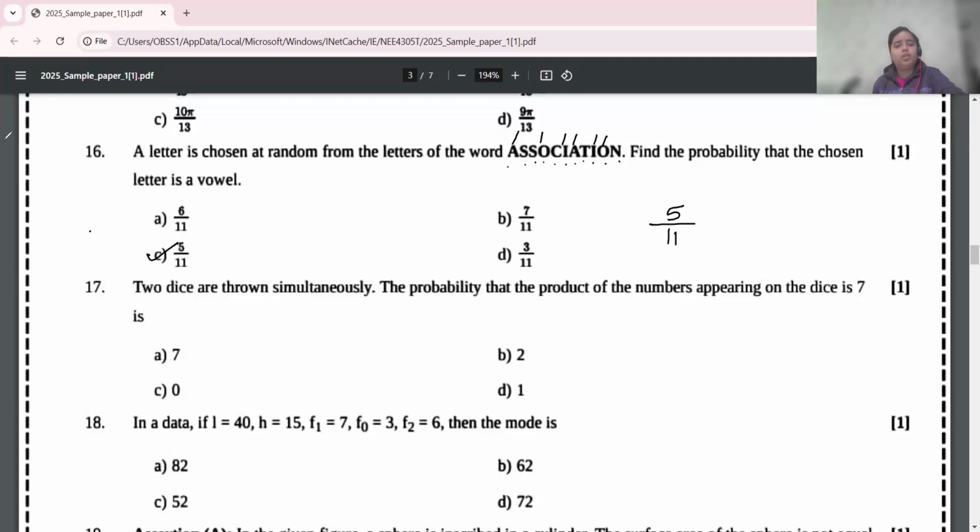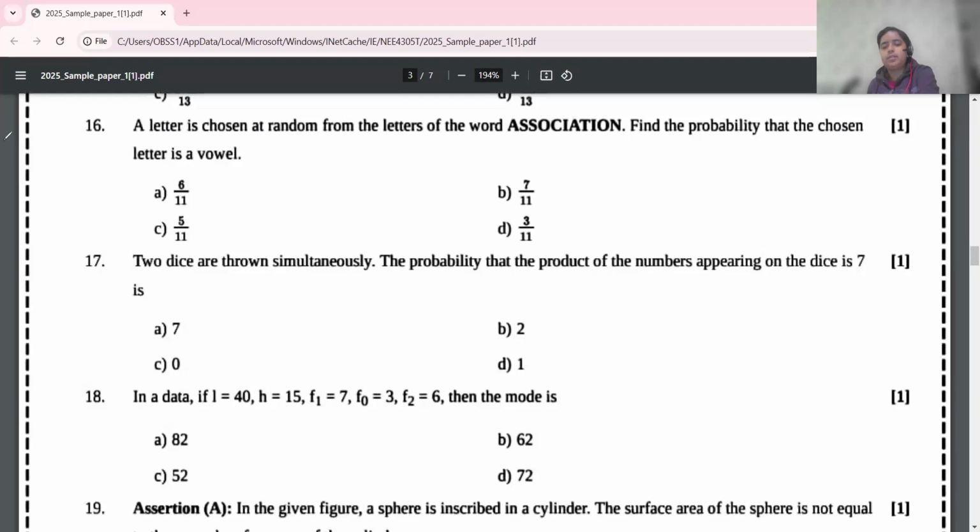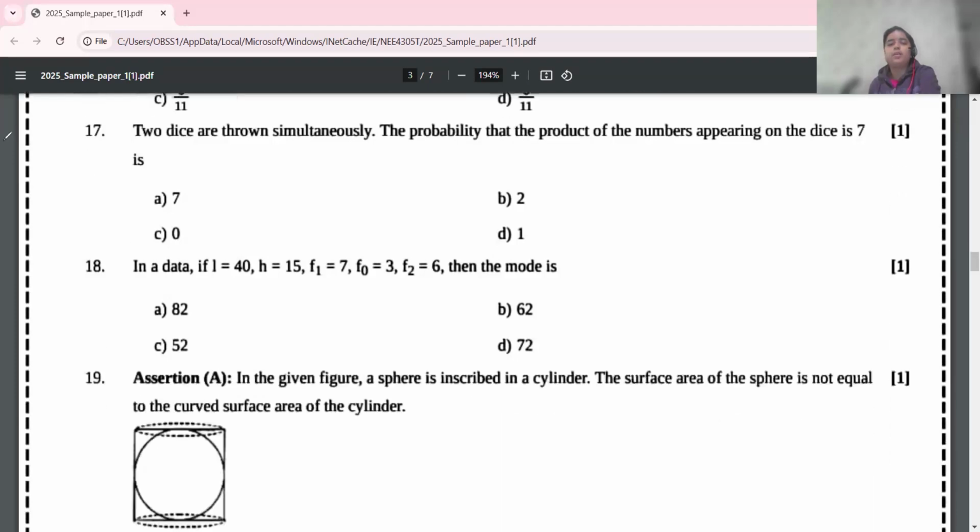Next question. Two dice are thrown simultaneously. The probability that the product of the numbers appearing on the dice is 7. Now, 7 is itself a prime number. Consider this. You can obtain 7 by multiplying two natural numbers only if the two numbers are 1 and 7, or say 7 and 1. Is it ever possible to get a 7 on a dice? Not. So this is an impossible event. You can never get the product as 7. You can try listing out all the possibilities and you will end up with no favorable outcome. So the answer is 0.